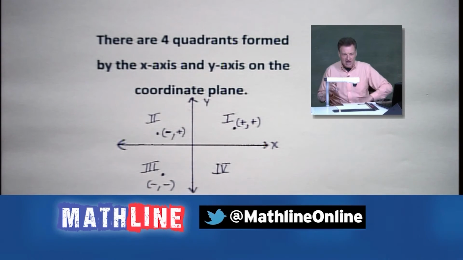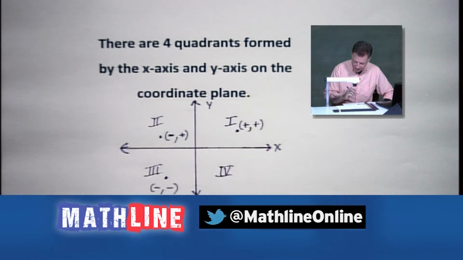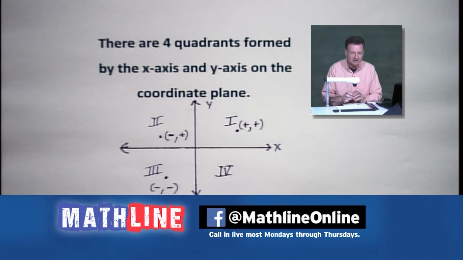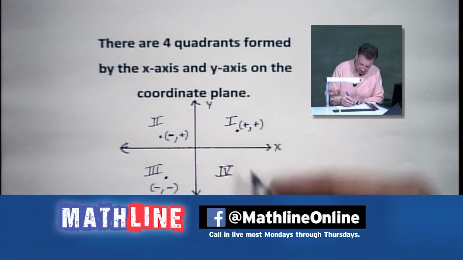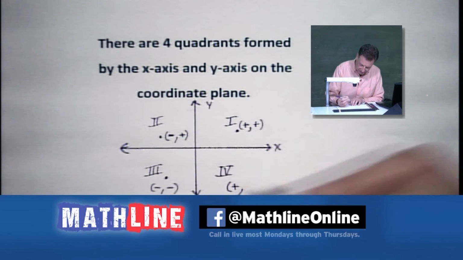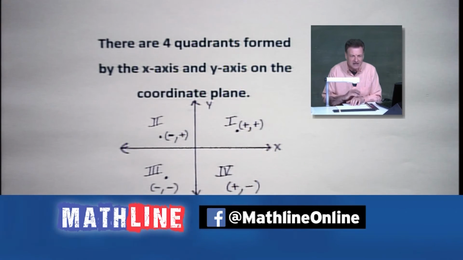Now, check out our Roman numeral 4 over here. Our good quadrant number 4, you ready for it, folks? Here we go. We're going to go to the right, which is going to give us the positive, and then we're going down, which is going to give us a negative.